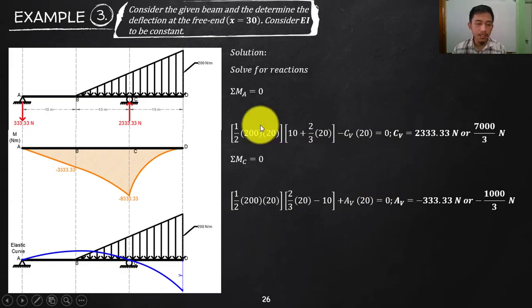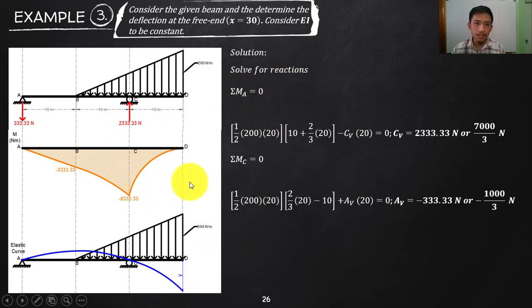Now, let's have one more. Okay, this will be our final example. So we had this before. So again, solve, but we want to get the deflection at the free end, which is x equals 30. So 10 times 3, so 30. This is your point under consideration.